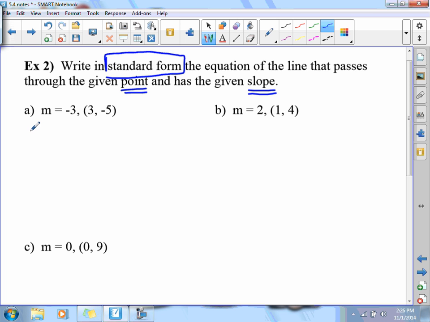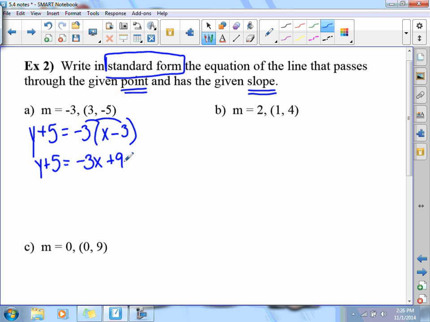Okay, so remember, point-slope form is y minus y1 equals m times x minus x1. And then I'm going to distribute the negative 3. So I'll have y plus 5 equals negative 3x plus 9.